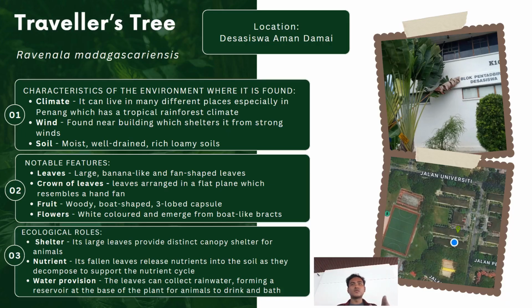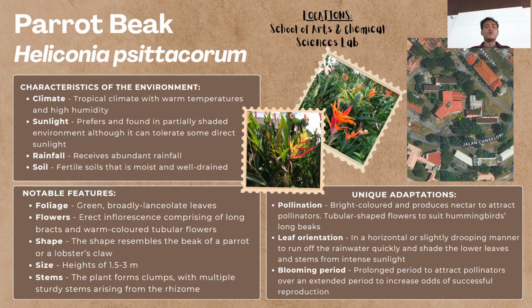Located at Desa Siswa Aman Damai is the traveler's tree, with its scientific name Ravenala madagascariensis. Finally, we have the parrot's beak plant, Heliconia psittacorum, which can be found at the School of Arts and the Chemical Science Lab, which is located near Dewan Kuliah DEF.